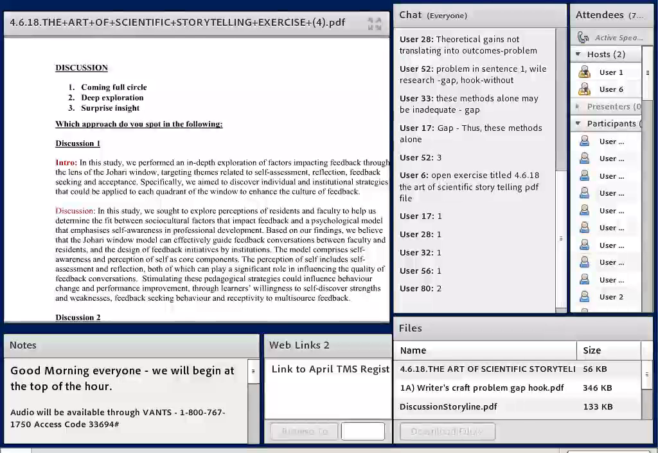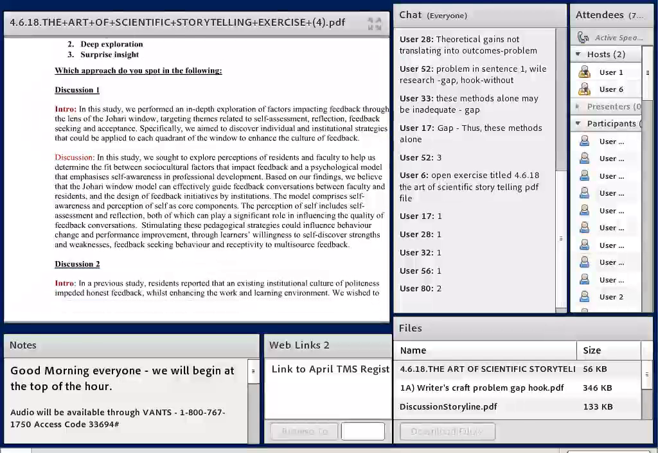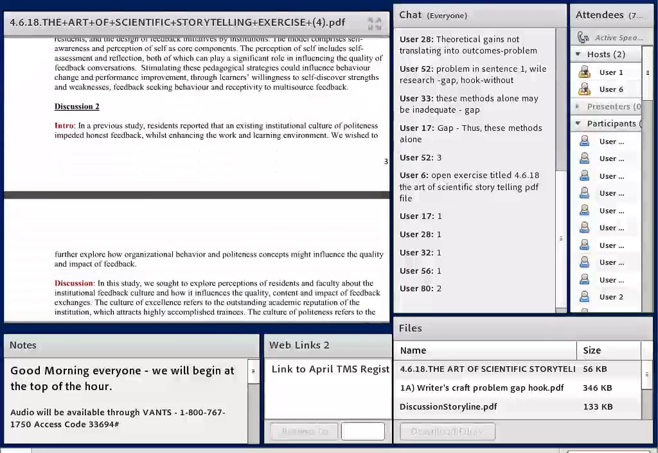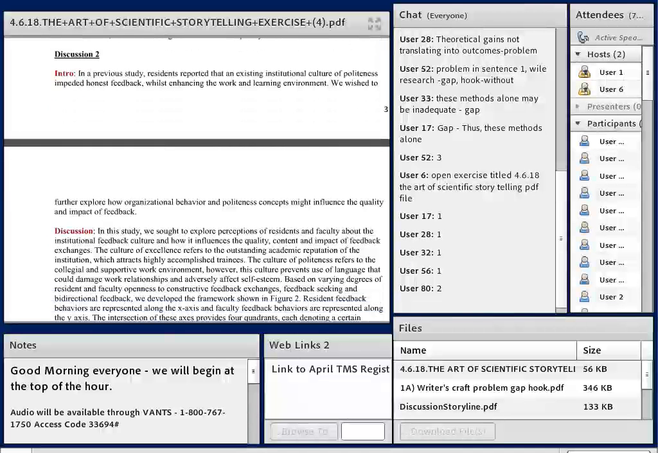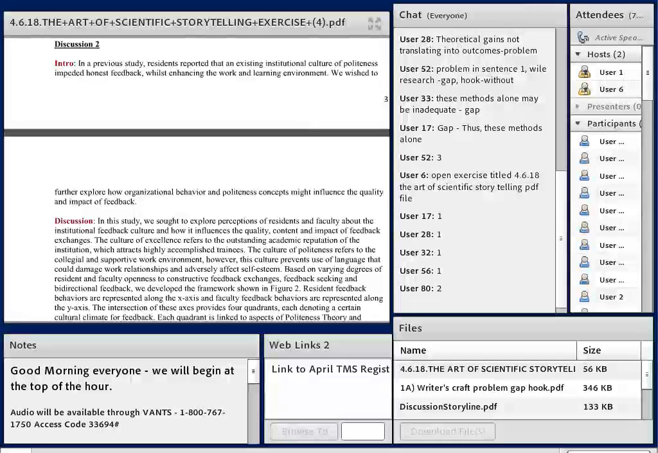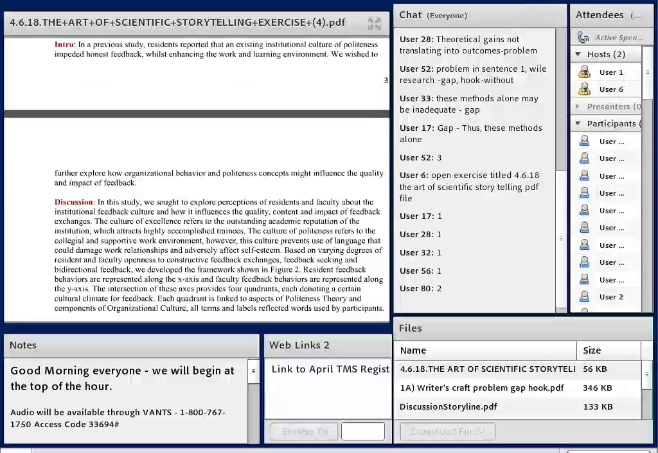So let's go to discussion 2. We're now going to discussion 2 and assigning number 1, 2, or 3 to it. And there should be clues in the intro already.